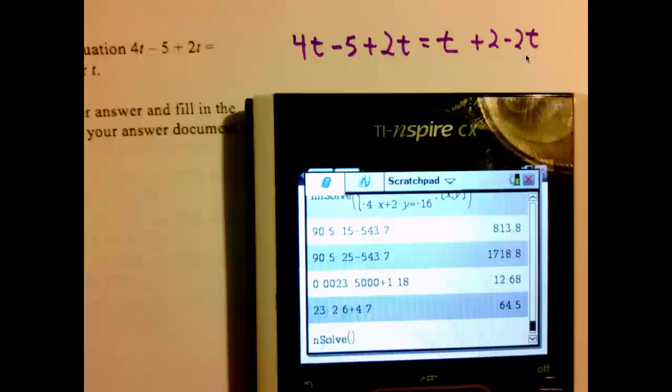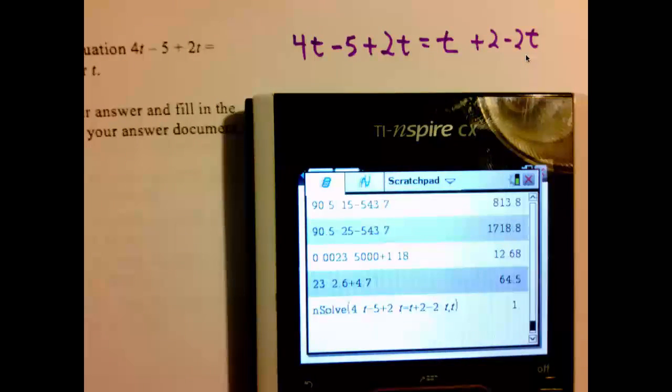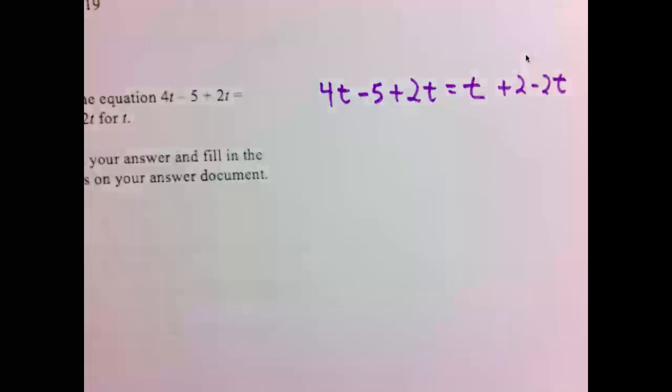Typing in the statement. 4t subtract 5 plus 2t equal t plus 2 subtract 2t. Then comma the variable in question, that's t, comma t. It's 1. T is 1. Alright.